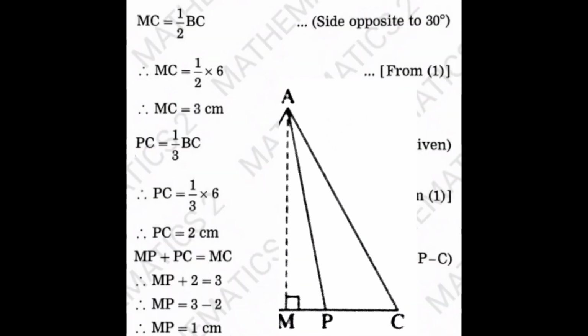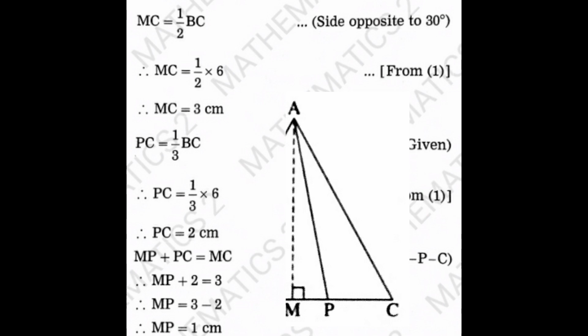Now I will find out MC. MC is equal to half of BC, that is side opposite to 30. MC is equal to half of 6. MC is equal to 3 centimeter.